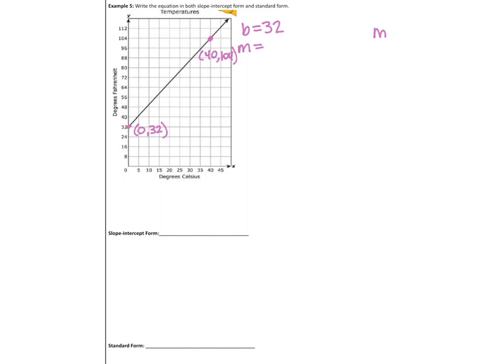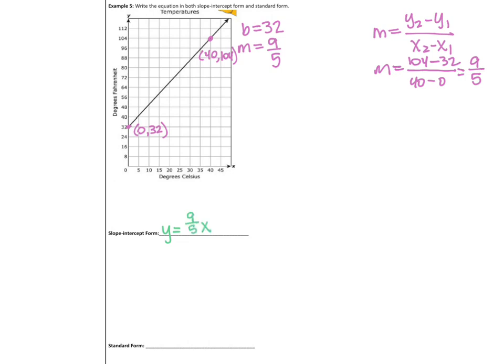If I'm plugging it into the equation, that's my y2 minus y1 over x2 minus x1. But you do however you want to find slope. Then I'm going to do 104 minus 32 divided by 40 minus 0. And that's going to give me what my slope is if I just type that into the calculator. When I type that into my calculator, I get a slope of 9/5. So now I have an equation in slope-intercept form that is y equals 9/5 x plus 32.